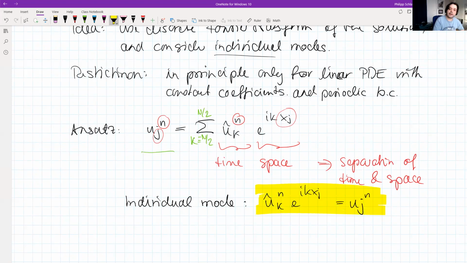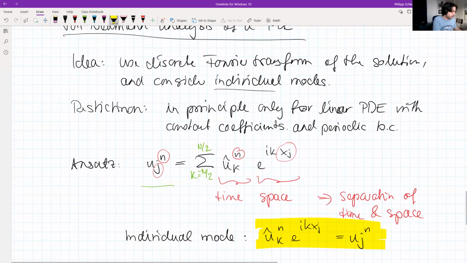And again, the reason why I can do that is, first, I do a Fourier transform because I know I have periodic boundary conditions, and then I can take one individual mode because I think of a linear partial differential equation with constant coefficients, meaning that I can consider individual modes alone. And then the complete solution would be, due to linearity, a superposition of these individual solutions.